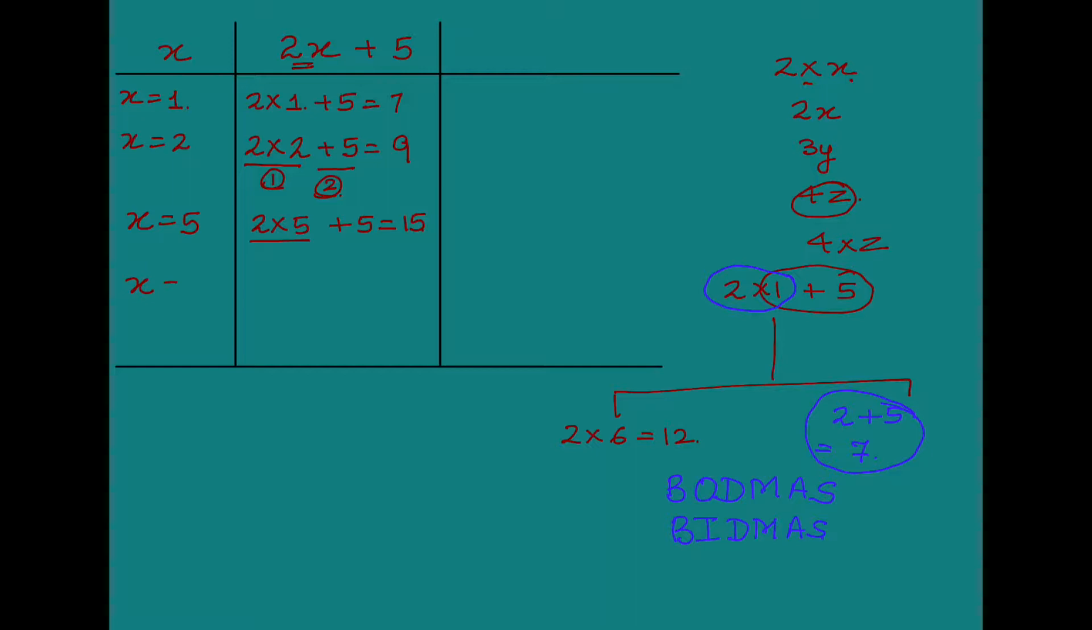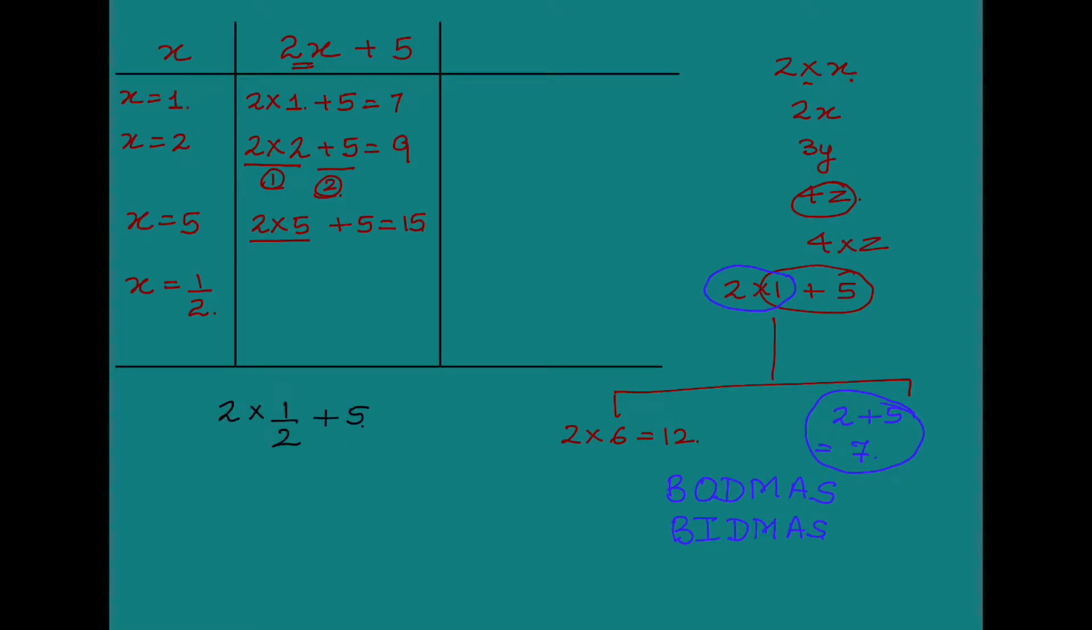Let's suppose x is a fractional value and my x is 1 by 2. How are you going to do this question? Give it a try. So I have 2 times 1 by 2 plus 5.